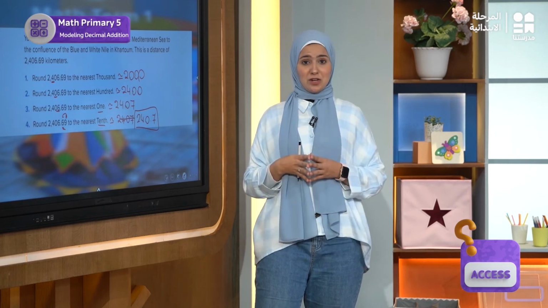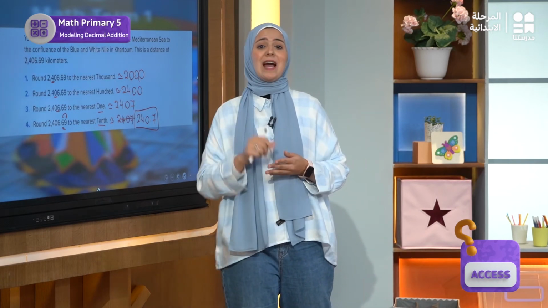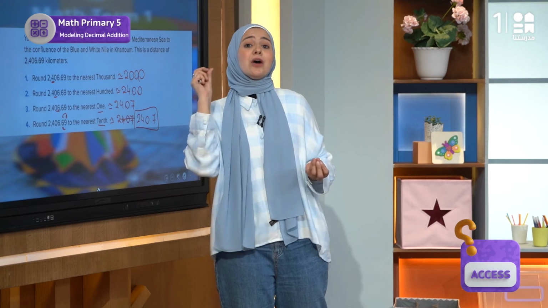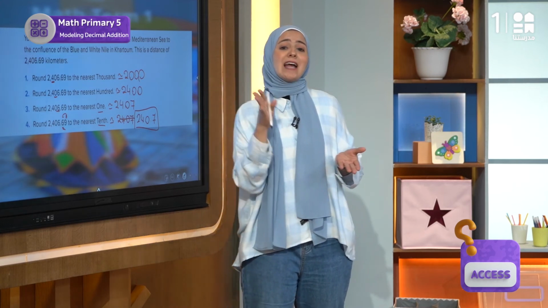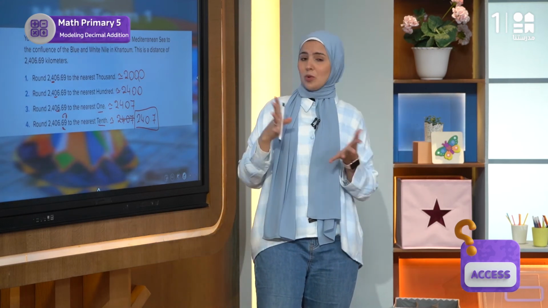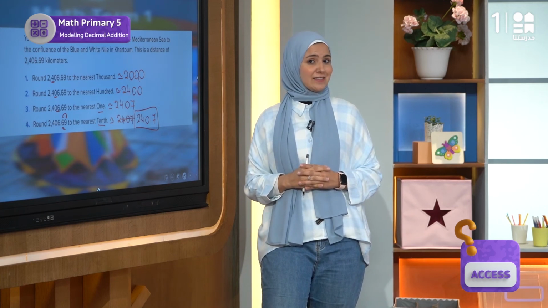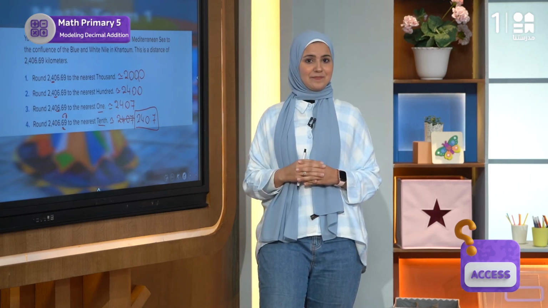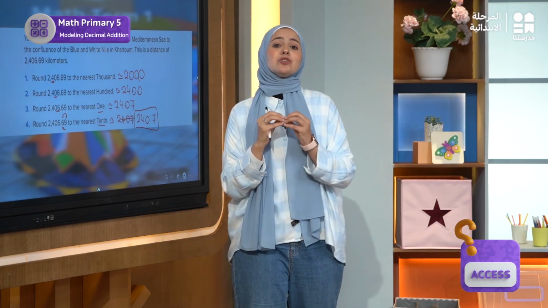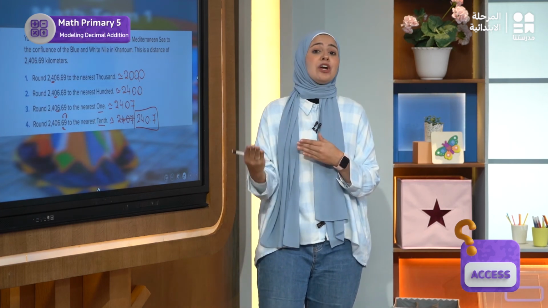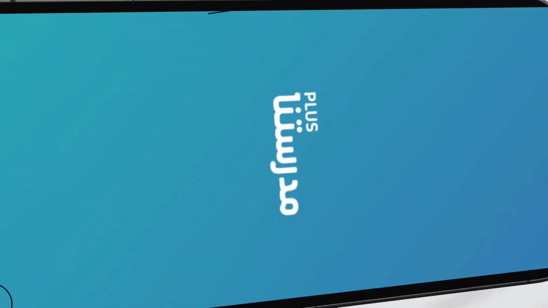Now, after rounding the number to different place values, let me ask you a question: rounding the number to the closest actual distance, which one is the most accurate? What do you think? Exactly. Rounding to the nearest 10th is the closest to the actual distance. Why? Because rounding to the smallest value is more accurate, as we've learned in the previous lesson.